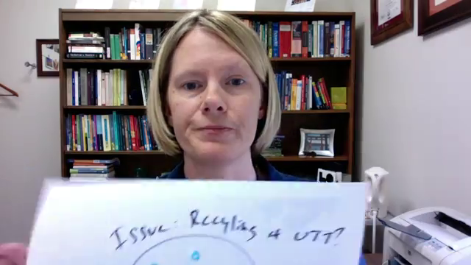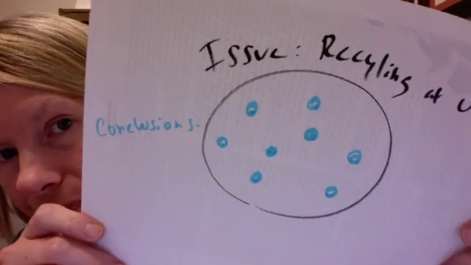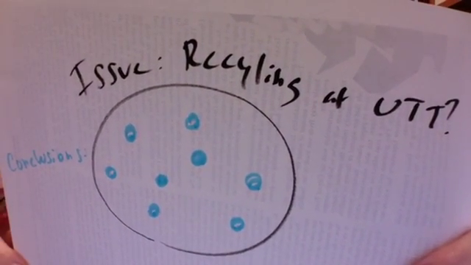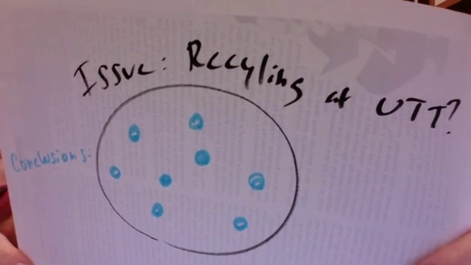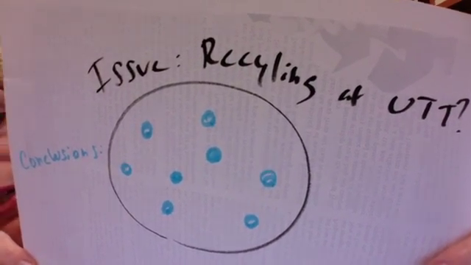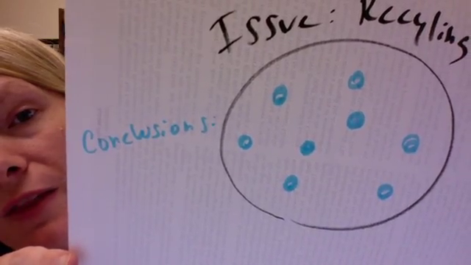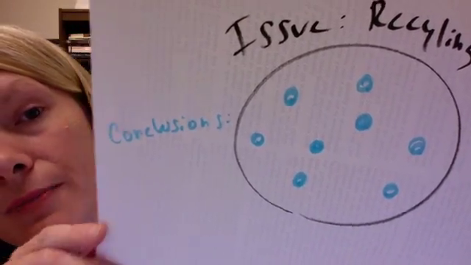In my example, I've made some shorthand for a prescriptive question. The circle is the issue. So let's get that in there. The issue: should we have recycling at UT? Should we have a recycling program? Should we pay for it? These are related questions. The conclusions are going to be different positions within that large space.